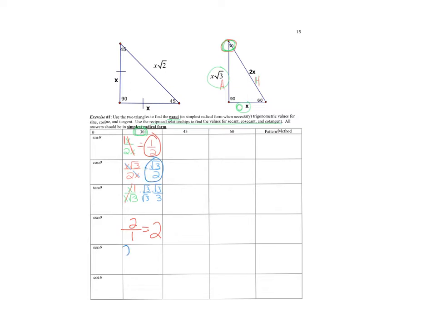So we're going to do 2 over radical 3. This one needs to be rationalized. So I'm going to multiply by radical 3 over radical 3, and I get 2 radical 3 over 3. Hopefully yours stayed in the correct spot.